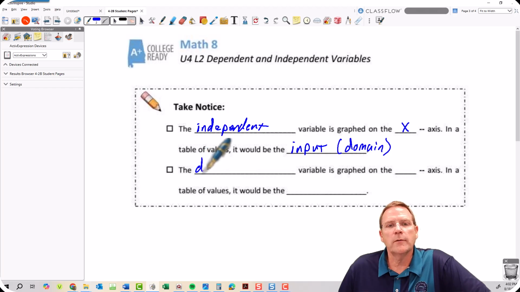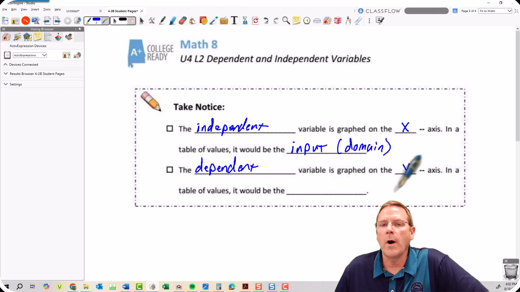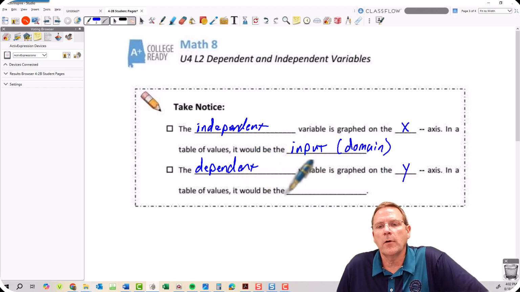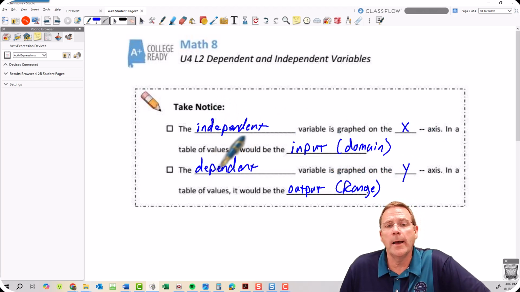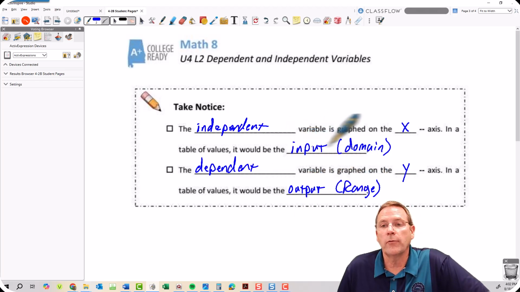And then the next one says that your dependent variable is going to be graphed on your y-axis, and your dependent variable is going to be your output, and that's also known as your range value. So your range is your output, is your y value, is your dependent. And this is the only time that it's not alphabetical order in the first and last. So if you remember, I talked about how independent, domain, and x all came before output, range, and y in the alphabet. But independent and dependent, it's not that way. It's going to be the opposite. So those you're just going to have to memorize.